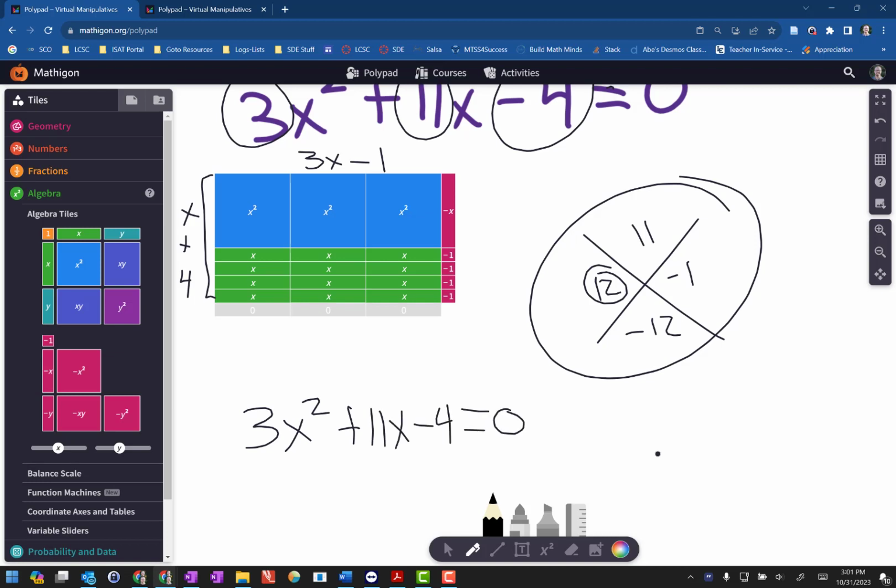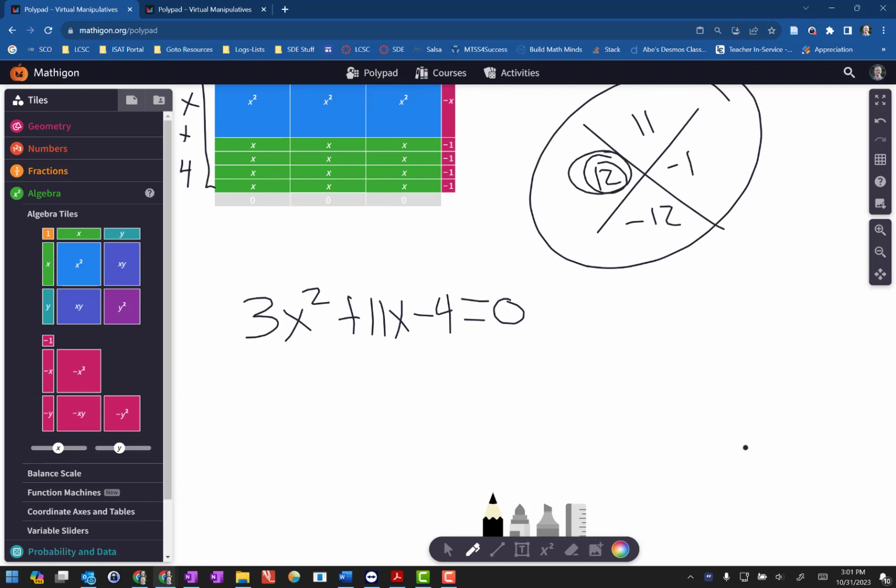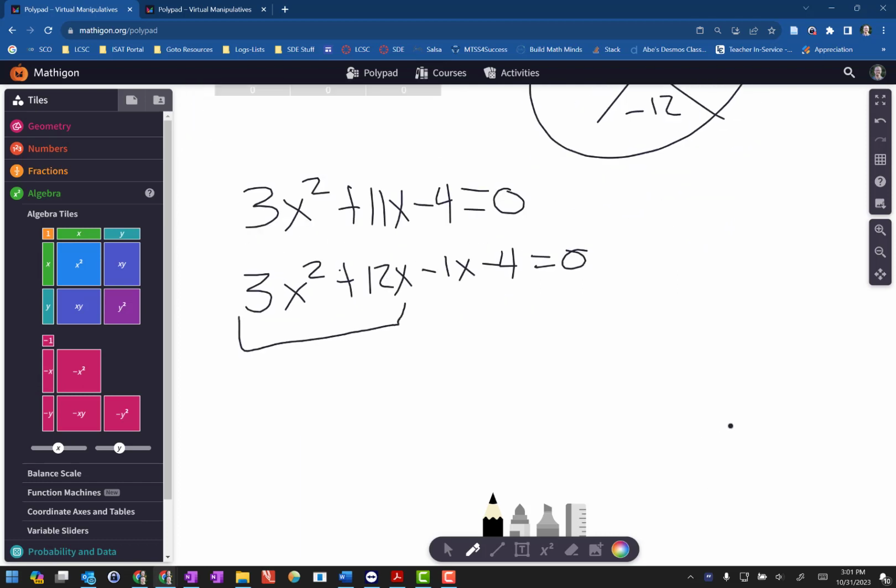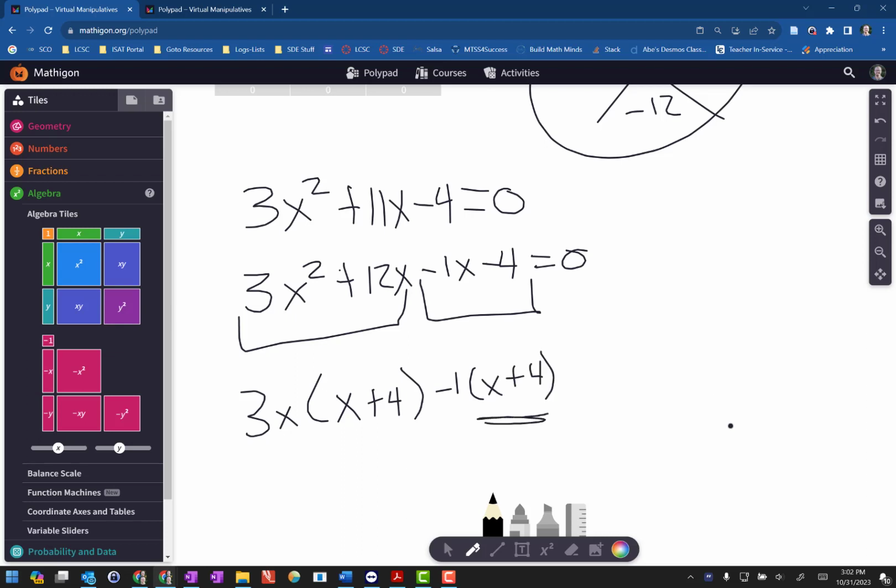So for example here, we noticed that we needed 12 x's and -1 x's is the way we would break up our 11x in order to factor this. So we have our 3x squared plus 12x minus 1x minus 4. And we can factor our first group and then factor our second group. The first group's greatest common factor is 3x, which leaves us with x plus 4. And the second group's greatest common factor is actually just -1, which leaves us with x plus 4, as it should. If it doesn't, then you didn't factor it the right way in your first step up here.